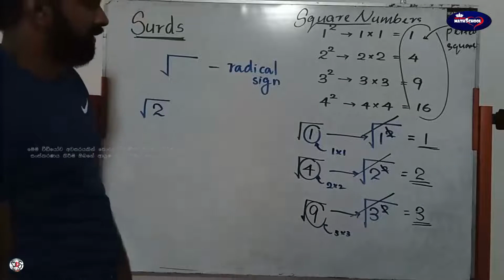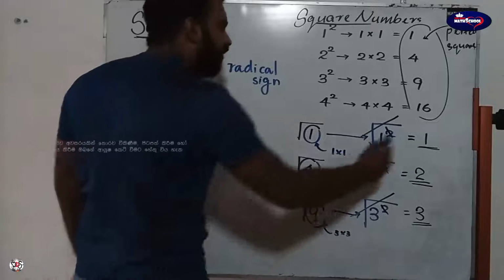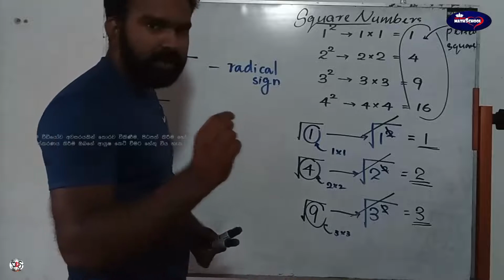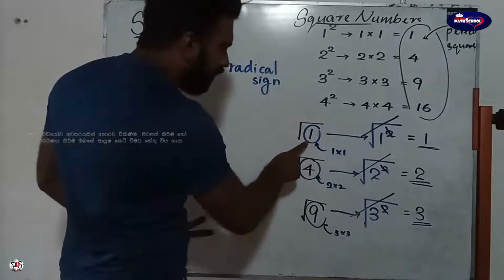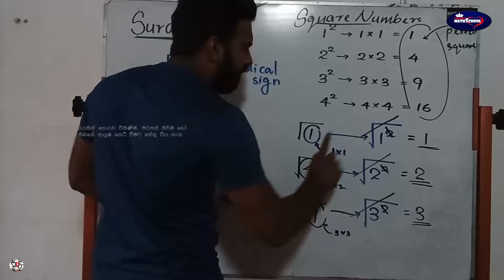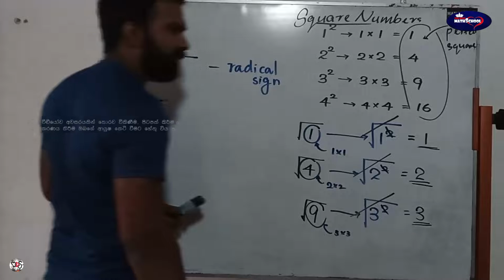Because if you use the radical sign, we will be able to obtain a nice answer like this. The square root of 1 is 1. Square root of 4 is 2. Likewise, we will be able to obtain it. But my dear, there is an issue. 1, we obtain as 1. 4, we obtain as 2. 9, we obtain as 3.